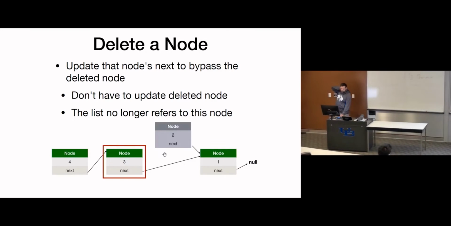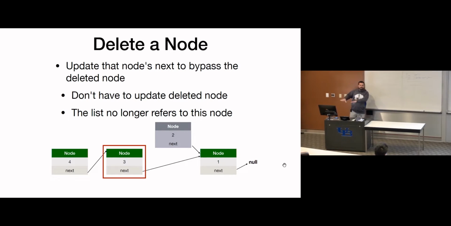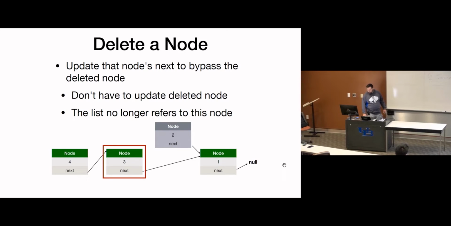And this node still exists. It's still there in memory. We just don't care about it anymore in this specific list. Someone else might have a reference to that node, and they'll have the list 2.1, and that's fine. They can still have that list. But this list that we're looking at here doesn't contain that node anymore.